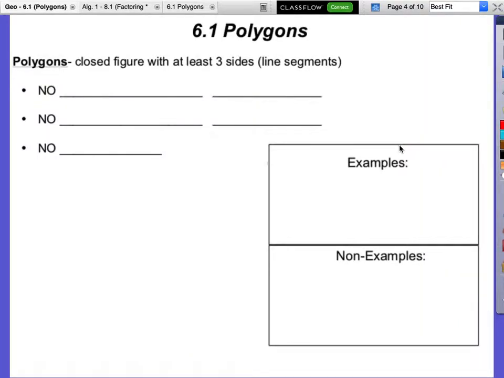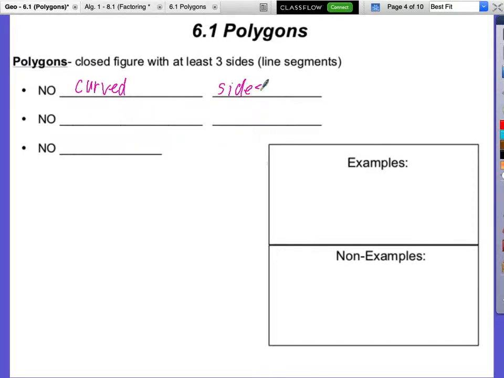A polygon is a closed figure with at least 3 sides, which are composed of line segments. That's the definition of a polygon. Now, a polygon has no curved sides.